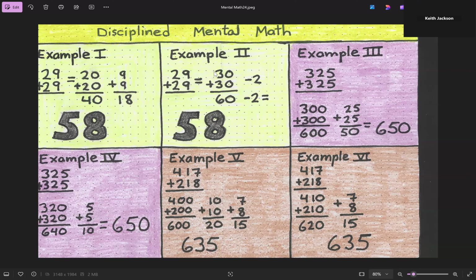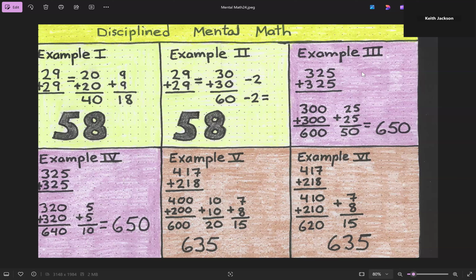Okay, so let's go to big example two with the same number, 29 plus 29, and we could just round 29 up to 30. That's what we're going to do here. So instead of saying 29 plus 29, we're just going to say 30 plus 30, but make sure to take away the 2. When we have 30 plus 30, that will give us 60, minus 2 will give us 58.